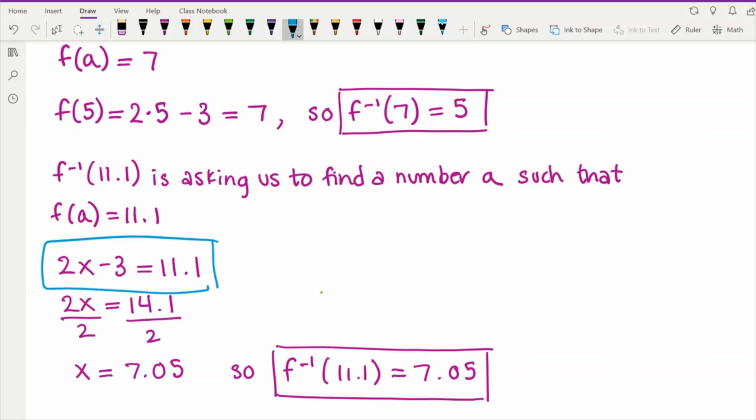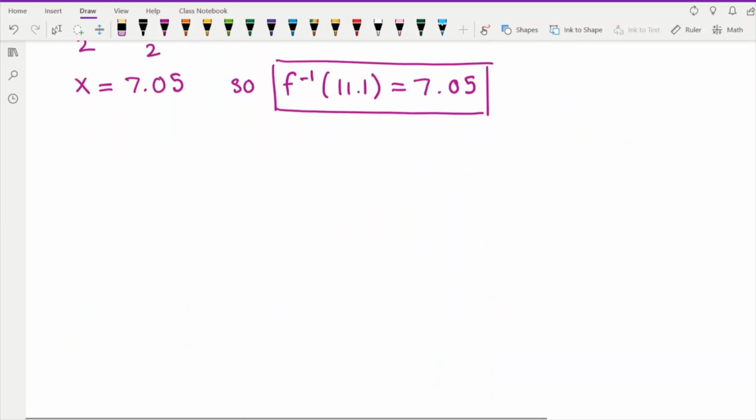Right, so how did we figure out the inverse of 11.1? We set 11.1 equal to our function and we solved for x. And so that's exactly what we're going to be doing more generally. So now we're going to use the same idea to figure out what x would need to be to get any output y.